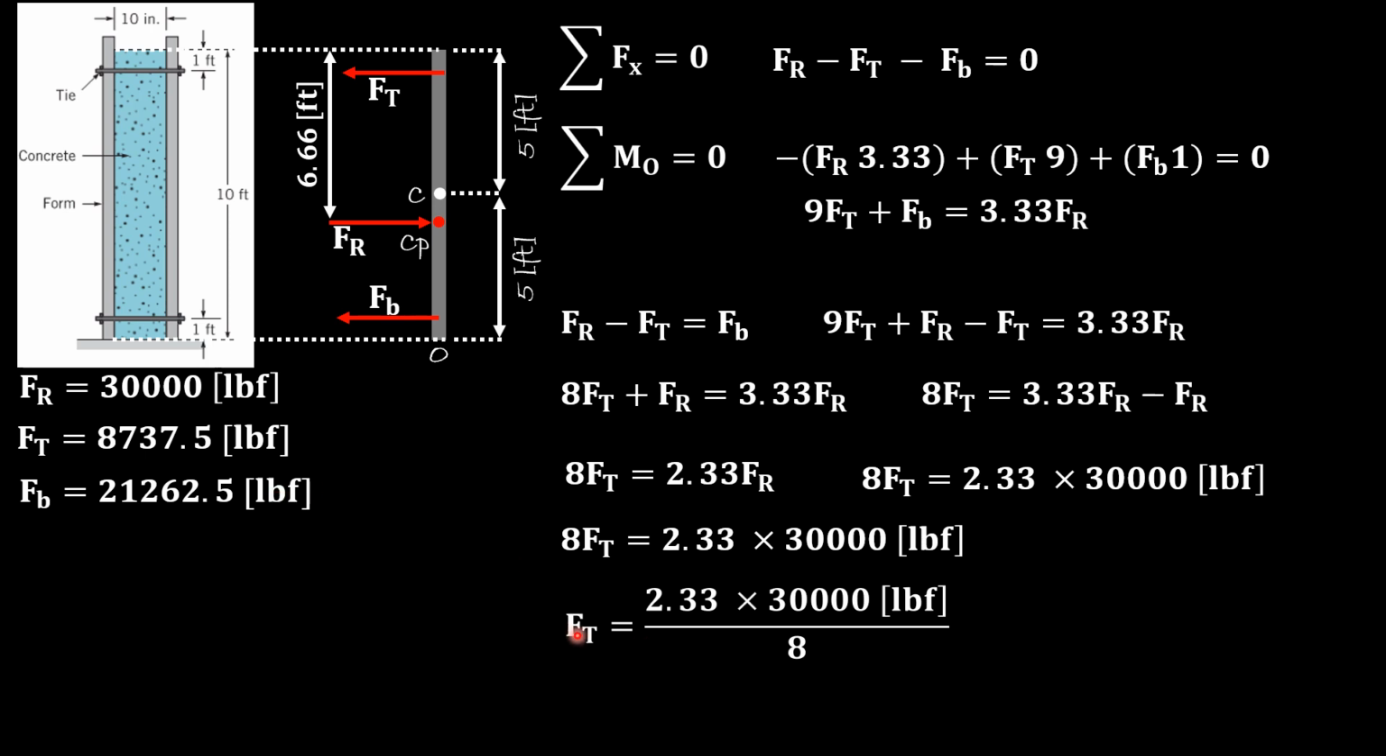How did we find it? Simple. We found F sub T, right? We go back to this equation for F sub B: F sub R, which is 30,000, minus 8,737.5. And here we found the top force and the bottom force due to these ties.